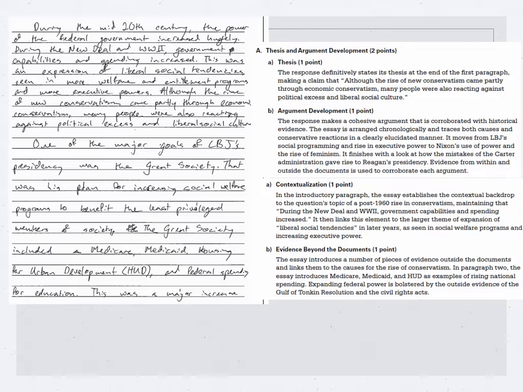And also, I need to go back to argument development for just a second because I failed to mention that the student was also very good at using evidence from the documents and also providing that outside information. And we're going to see examples of that as we go forward. And then the last part is that point earned for evidence beyond the documents. And in this particular part of the essay in paragraph 2, you can see some of that outside information listed: Medicare, Medicaid, and HUD as evidence of the rising national spending, and that's why people were seeking that economic conservatism.